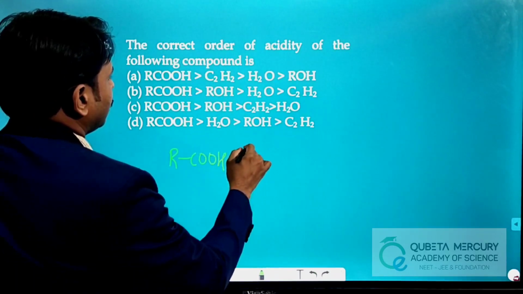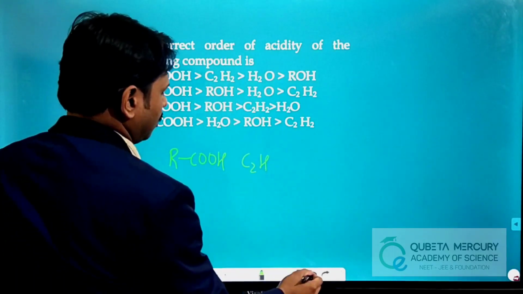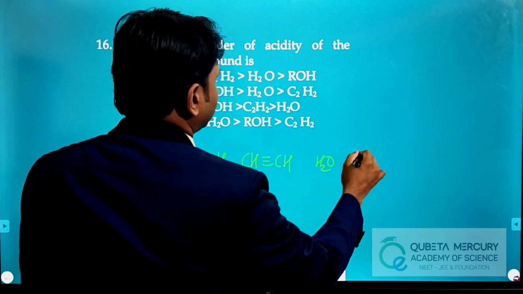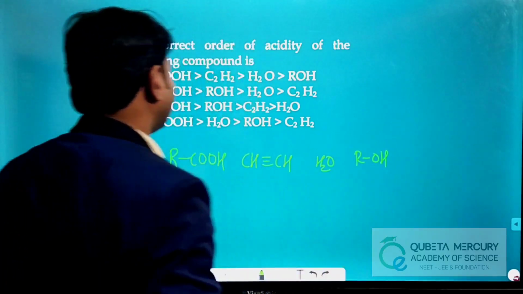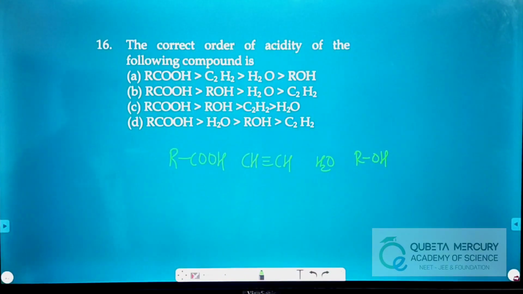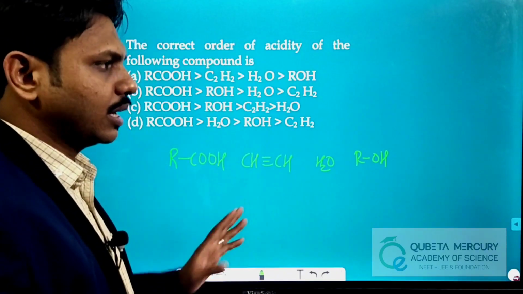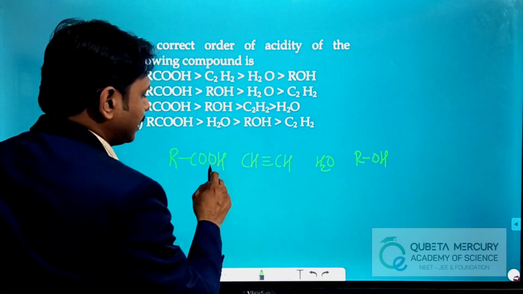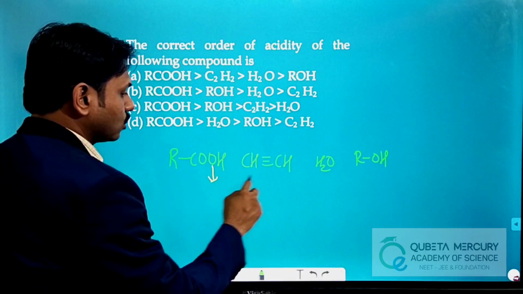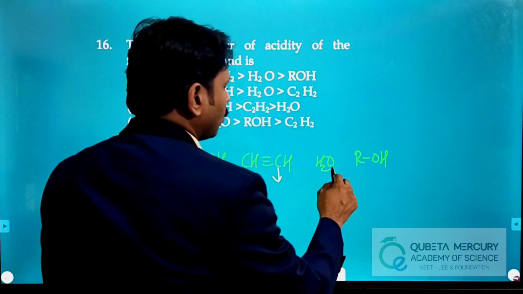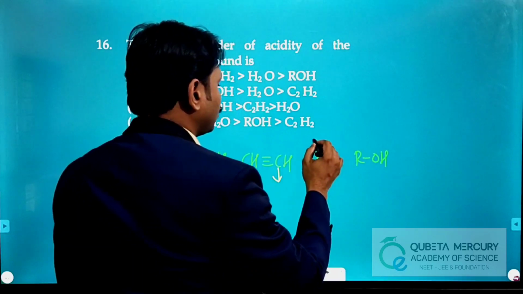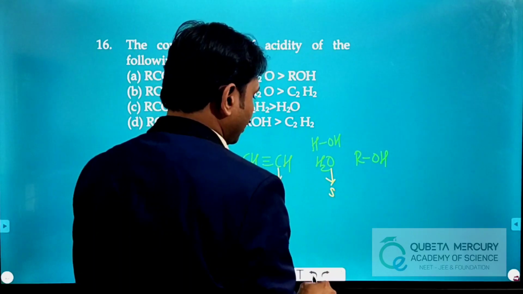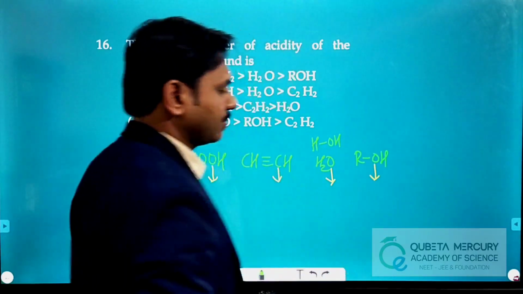RCOOH, then C2H2, which can be written as CH≡CH, acetylene, then water, then alcohol. These are the acids given. Carboxylic acids are strong acids in organic chemistry because in each example the hydrogen is attached to an electronegative atom. Here it is oxygen, here it is sp carbon, and here also it is oxygen. That is, HOH, oxygen with electronegativity, and here also this is oxygen.